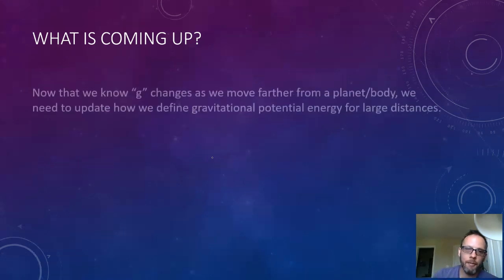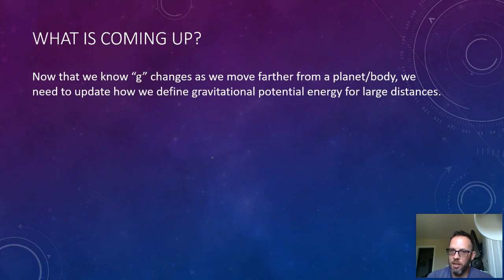What's coming up next? Now that we know that g changes as you move farther away from a planet or body, we need to update how we do gravitational potential energy, because mgh just doesn't cut it anymore if g is changing and is not constant. So in our next lesson, we're going to derive a new formula for gravitational potential energy for distances that are large. So it should be a lot of fun, actually.